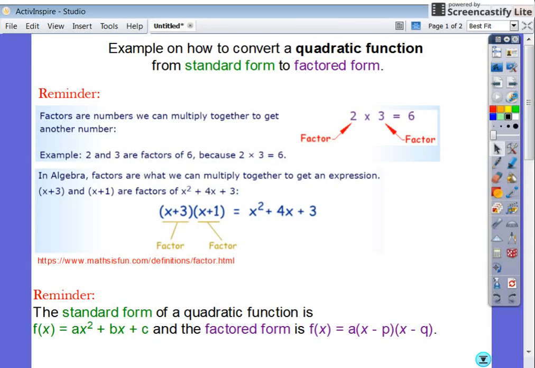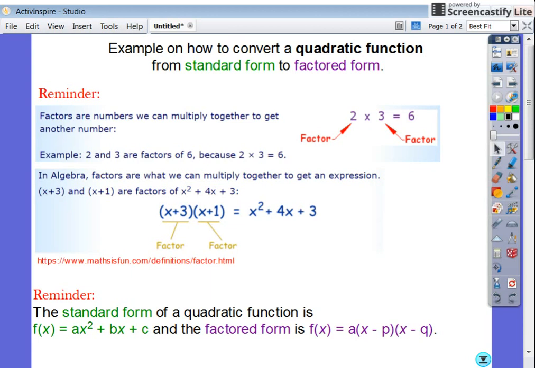All right, I'm going to do a little lesson on how to convert a quadratic function from standard form to factored form. So just a reminder, factors are numbers we can multiply together to get another number. So for example, 2 and 3 multiply together to be 6. So 6 has a factor of 2 and a factor of 3. 2 and 3 are factors of 6. Now in algebra, factors are what we can multiply together to get an expression.